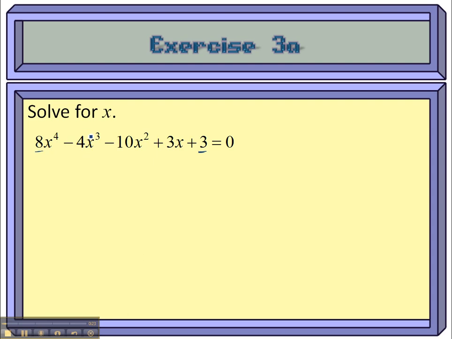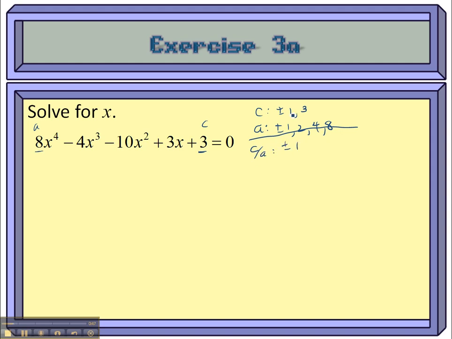You test them out with synthetic division. So we'll call that thing C. We'll call this A. Let's find the factors of C. It's just plus or minus 1 and 3. For the leading coefficient A, we've got plus or minus 1, 2, 4, and 8. So here are the possibilities, the C over A.